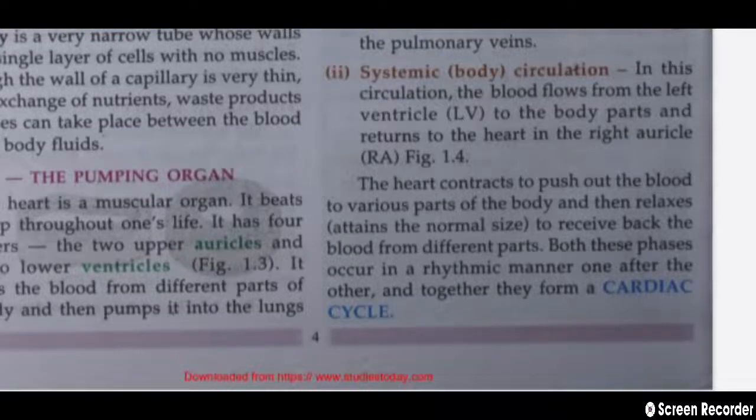Next, the heart contracts to push out the blood to various parts of the body, and then after pushing, it relaxes to receive back the blood. When the heart beats, it tries to supply the blood. When it relaxes, it tries to take in the blood. Both these phases occur in a rhythmic manner, one after the other, and together they form a cardiac cycle. When the heart beats, it sends out the blood with pressure, and when the heart relaxes, it takes the blood from the body. This is called the cardiac cycle.